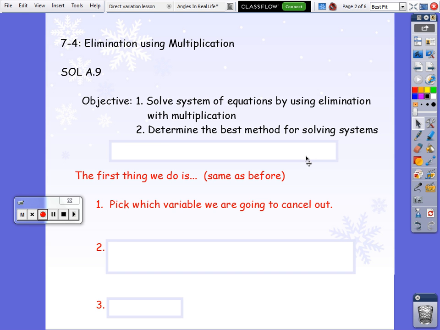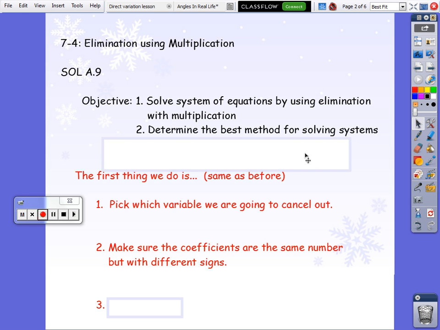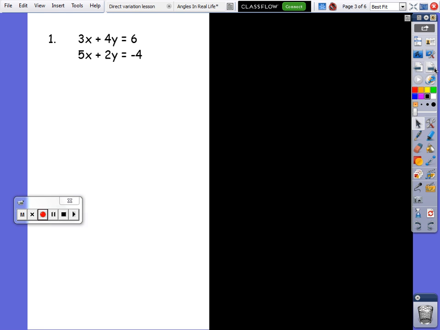You pick which variable you're going to cancel out or eliminate. You make sure the coefficients are the same number with different signs. And you add them together, which is exactly what we did in elimination using addition and subtraction. You just have one more step with this.